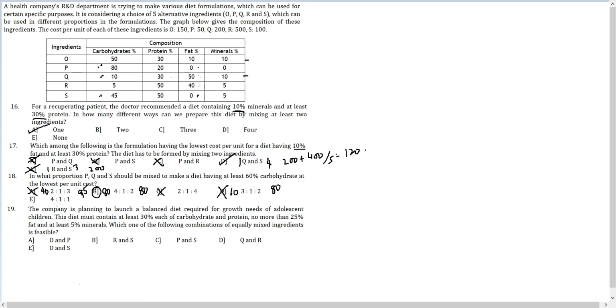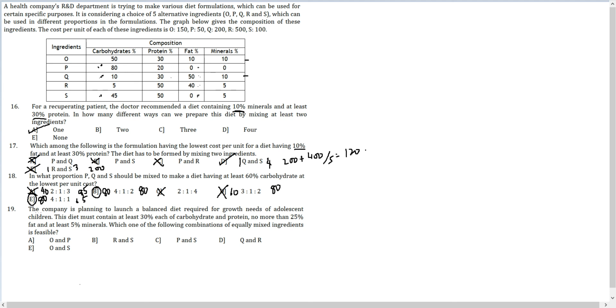Let's look at E now. What do I get? I get 80 on this side, and I get 50 plus 15, 65 on this side. So this is also acceptable. Among option B and option E, I have to simply find where I get a lower per unit cost.